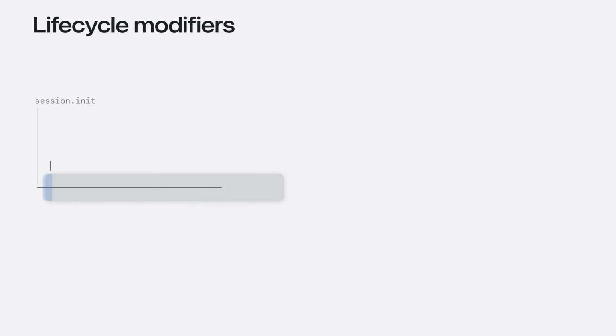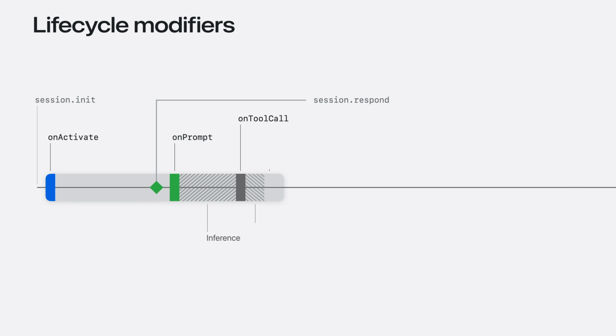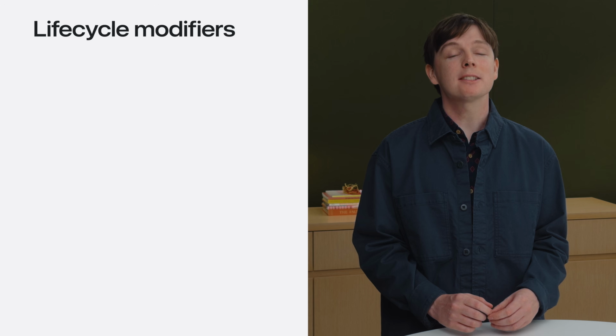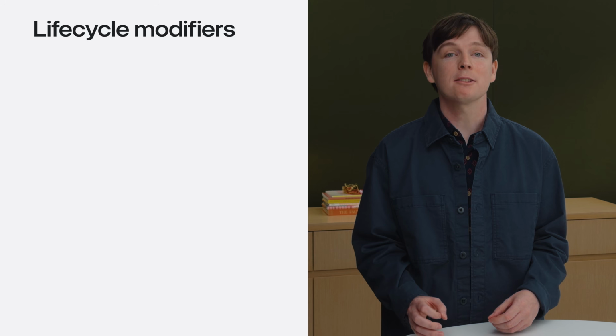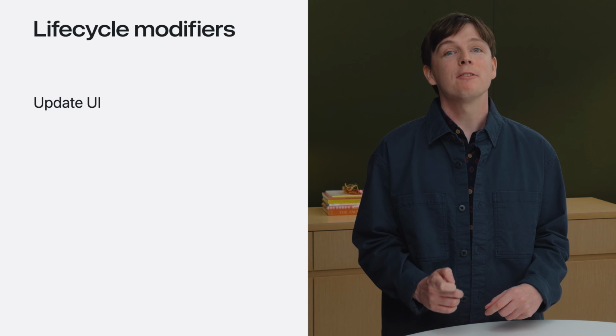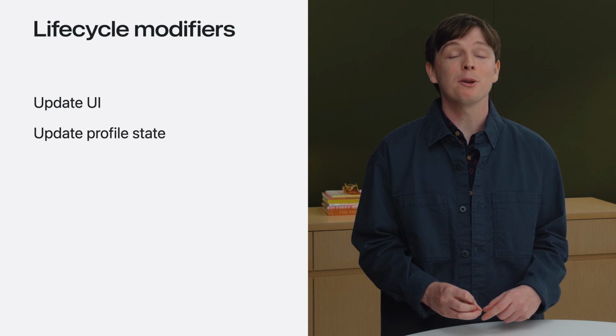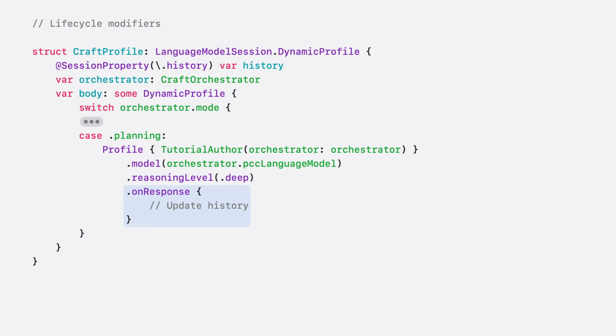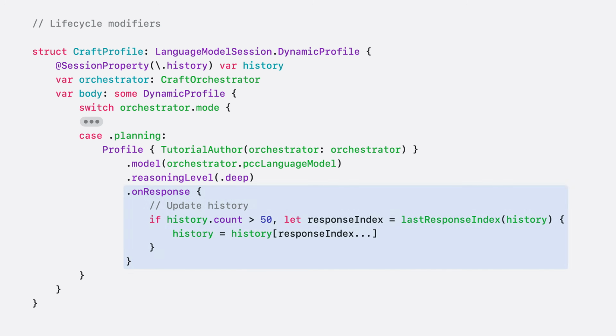Let's take a look at how we can perform our summarize operation after each response using a new set of modifiers. Lifecycle modifiers provide access to your profile's progress by giving you the opportunity to run imperative code directly in your profile declaration. This can be useful for updating state external to your session, like reflecting progress in UI, but it's also useful for internal state updates, like changing the mode in our craft profile or modifying the session's history. Let's use the onResponse modifier to mutate the history at the response boundary that I mentioned earlier. You'll notice this is also making use of another new concept, session properties.